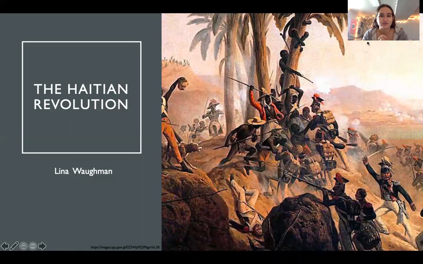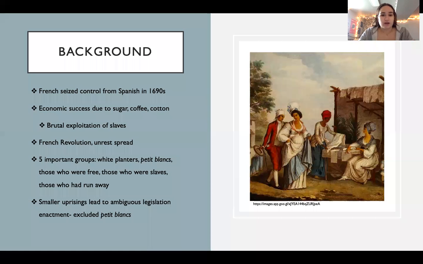Okay, so today I'm going to talk a little bit about the Haitian Revolution, which was a successful insurrection of self-liberated slaves against French colonial rule in a place called Saint-Domingue in what is now known as Haiti. So a little bit of background first. The French seized control of the west of the island from Spain in the 1690s.